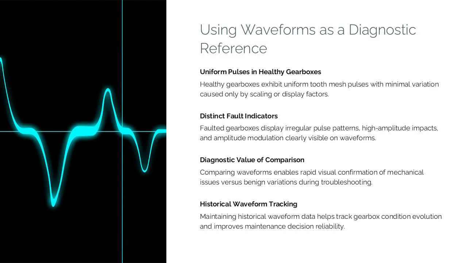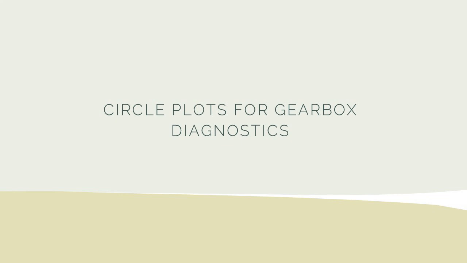This comparative approach is especially useful during troubleshooting, as it allows analysts to visually confirm whether observed changes represent true mechanical issues or benign operating variations. By maintaining historical waveform data, organizations can track the evolution of gear condition over time, further enhancing the reliability of maintenance decisions. Visualizing impacts relative to shaft rotation, circle plots for gearbox diagnostics.